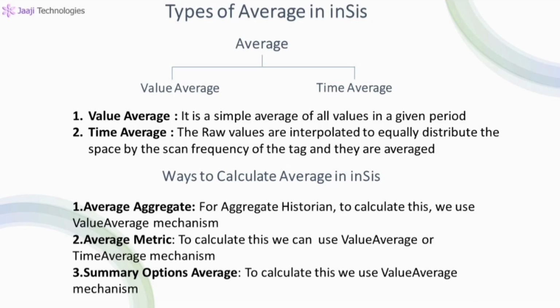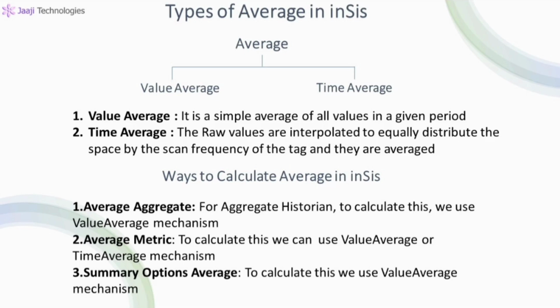There are three ways to calculate average in inSis. One is average aggregate. Generally, aggregate history is stored for every 15 minutes and 1 hour interval in our backend. To calculate this, we use value average mechanism. Second is average metric. To calculate this, we can use value average or time average mechanism. This we can select in tag settings. Third is summary options average. To calculate this, we also use value average mechanism. We can find this in info view settings by enabling summary option.